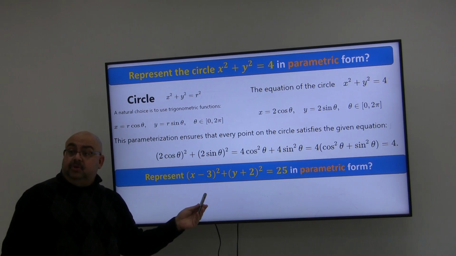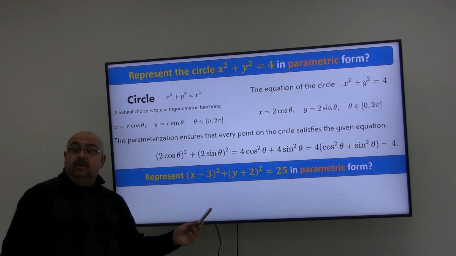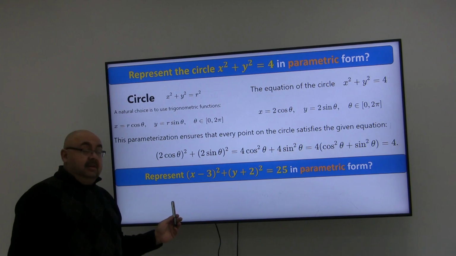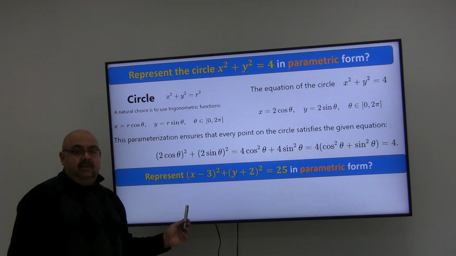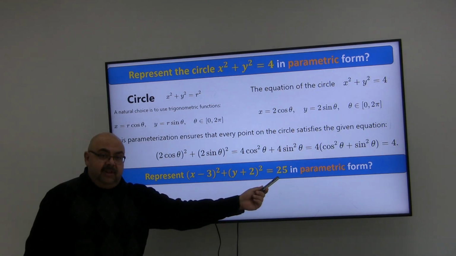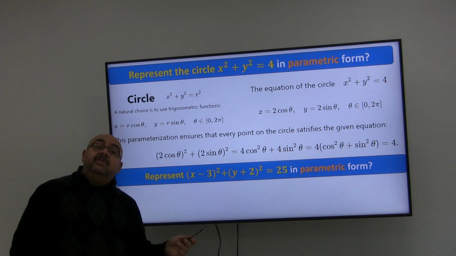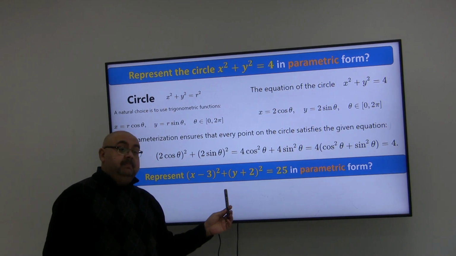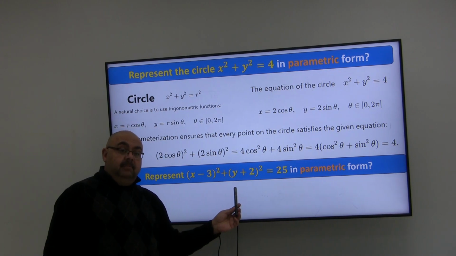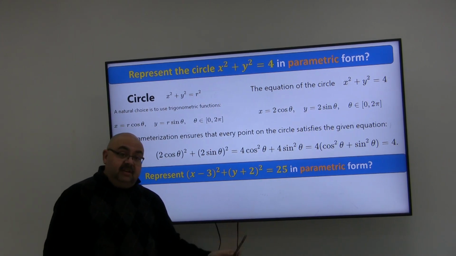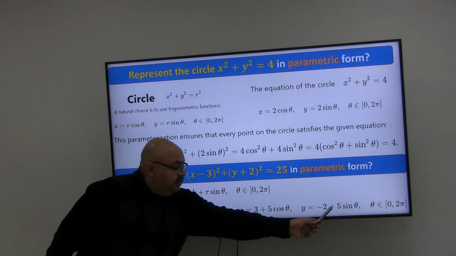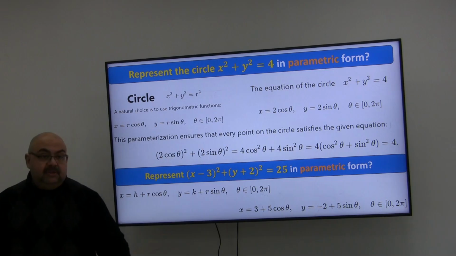But the center is not the origin. The center is 3 and negative 2. Can you give me the equation? So x is going to be 3 plus cosine t. No, plus 5 cosine t. 5 is coming from the radius. Can you give me the y coordinate? The y is going to be negative 2, then plus 5 sine t. That's the equation. So it's going to be negative 2 plus 5 sine theta or t, whatever.